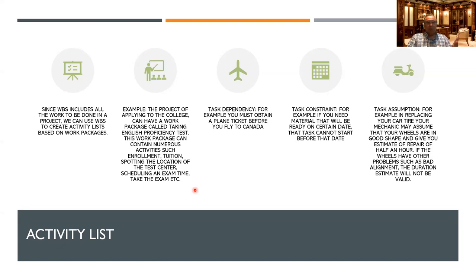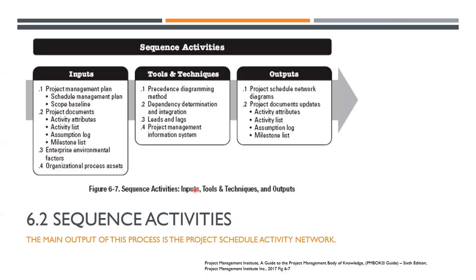Of course, this is all in planning. You're doing this activity before you're actually starting the work, so we are assuming some things also. So you should know the definitions. What is task dependency? What is task constraint? What is task assumption? Okay. Any question on this? Is it clear? Yes, sir. All right. Good. Thank you.